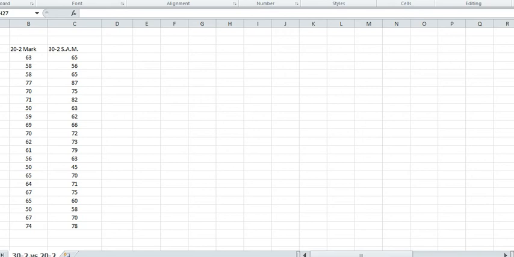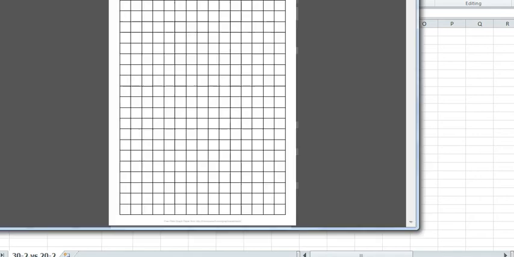Okay, so what we are going to do is plot Math 20-2. This is marks from last semester. These are people who took 30-2 who had taken 20-2 last year, because they had used first semester. In this column is their 20-2 marks, and in this column is their 30-2 marks. We want to see if there's a relation between them. So we're going to graph those on a sheet of graph paper.